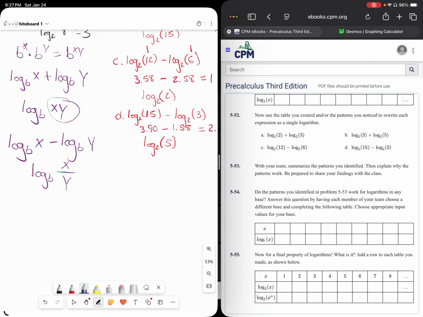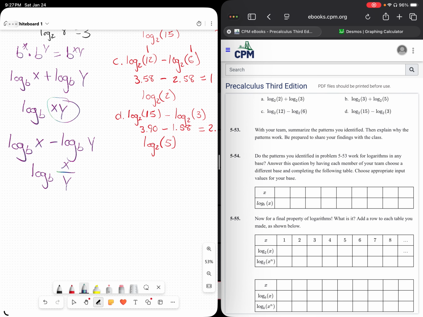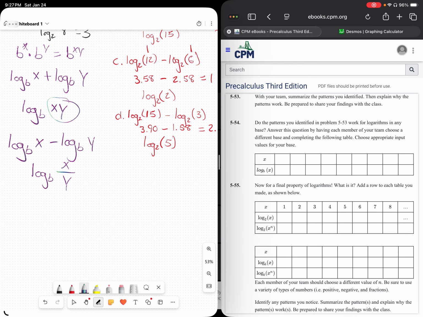So what other patterns do we identify, right? So does this work with any base? Yes, it does. And so 54 basically lets you explore that, plug in another base and try these same problems and explore that for yourself. Okay. Now let's look at an exponent here.